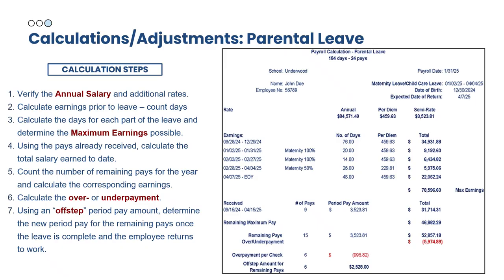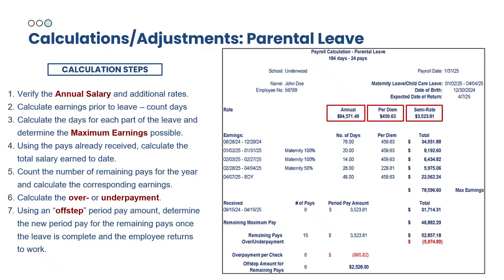Leave of absence calculations, such as parental leave, are a bit more complex. The first steps mirror new hire and separation calculations, finding the annual salary, per diem rate, and period pay rate. The difference lies in the determination of the earnings period. The earnings period comprises several date spans, each covering a part of the leave.